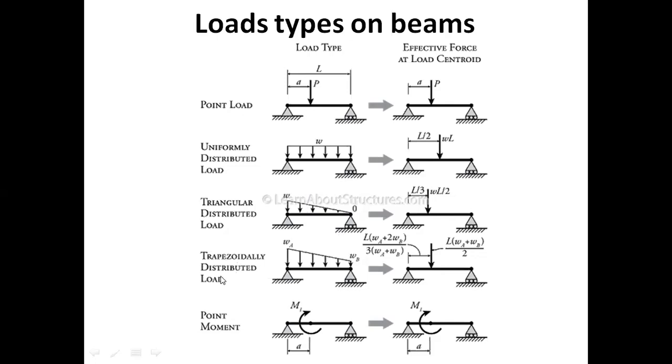Trapezoidally distributed load. The load here is, let's say, WA, and the load at this support is WB, and between them you can see that the load is uniformly varying. The resultant of such a load would be L times (WA plus WB) by 2, and it would act on the beam at a distance from this support of L times (WA plus 2WB) divided by 3 times (WA plus WB).